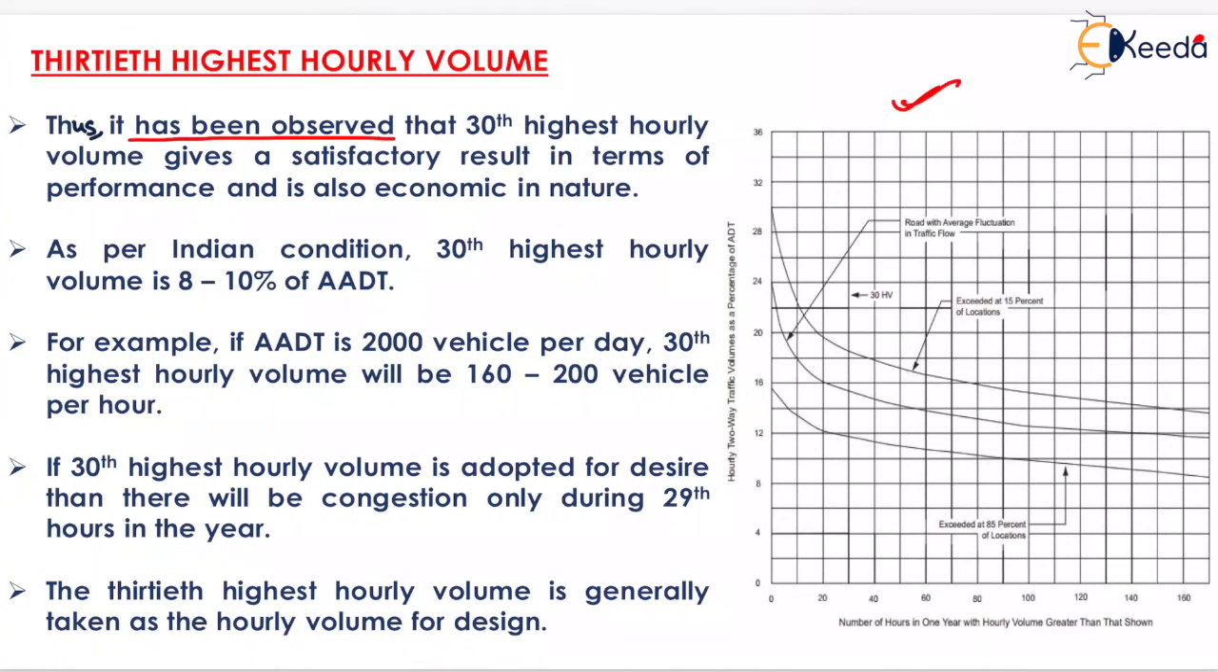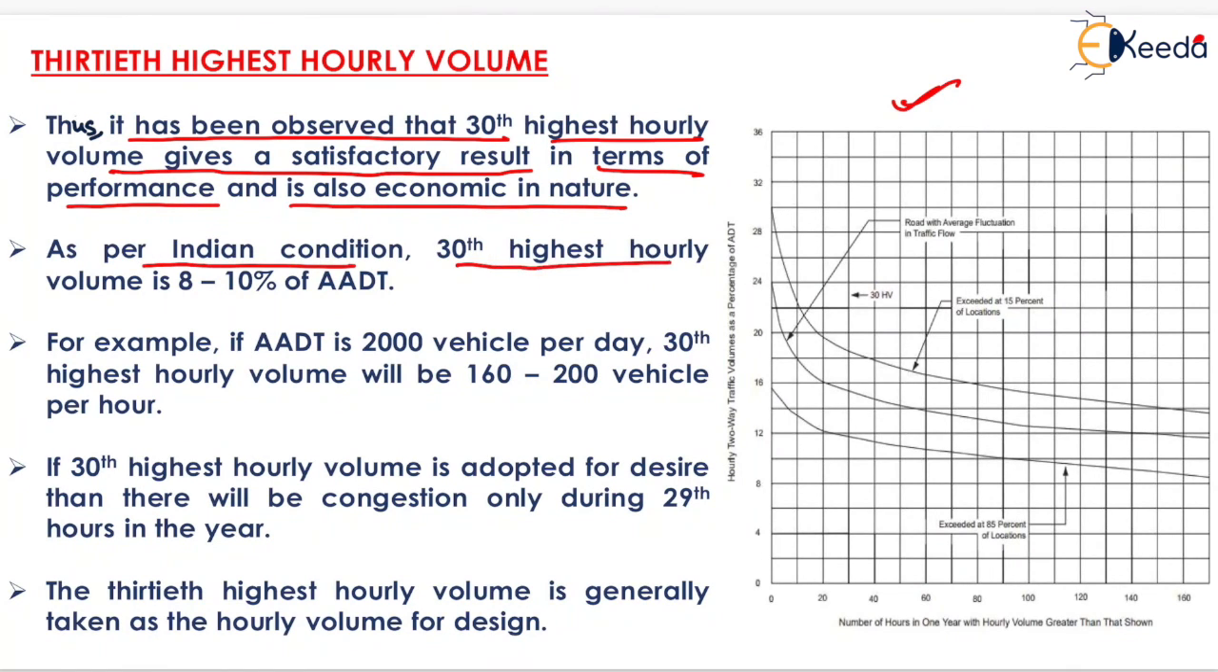Thus, it has been observed that the 30th highest hourly volume gives a satisfactory result in terms of performance and is also economic in nature. As per Indian conditions, the 30th highest hourly volume is 8 to 10% of the annual average daily traffic. For example, if the annual average daily traffic is 2000 vehicles per day, then the 30th highest hourly volume will be 8% of this, that is 160 to 200 vehicles per hour.